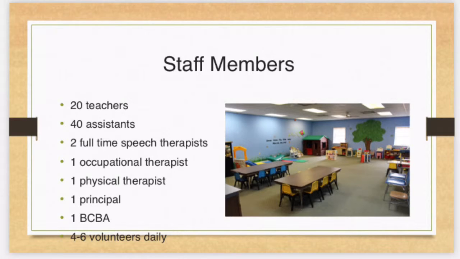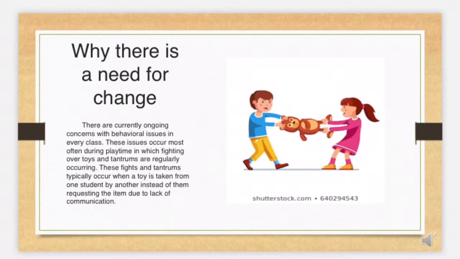Staff members at Ellison Preschool include 20 teachers, 40 assistants, 2 full-time speech therapists, 1 occupational therapist, 1 physical therapist, 1 principal, 1 BCBA, and 4 to 6 volunteers daily.